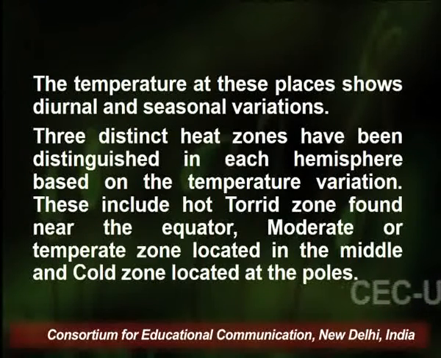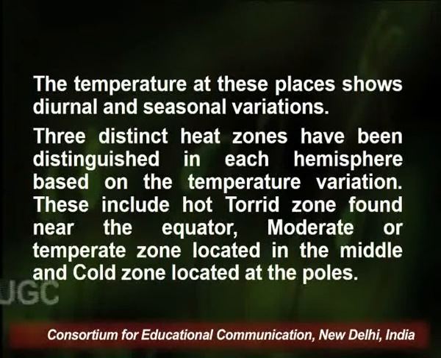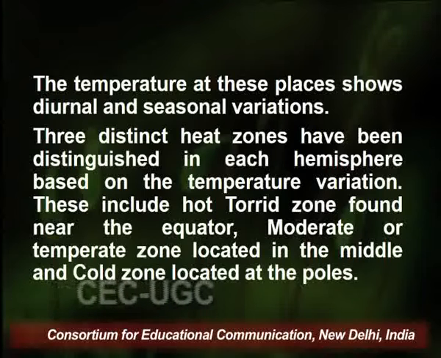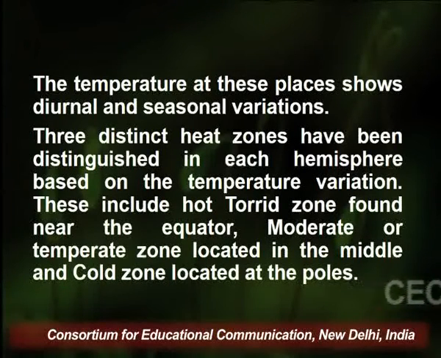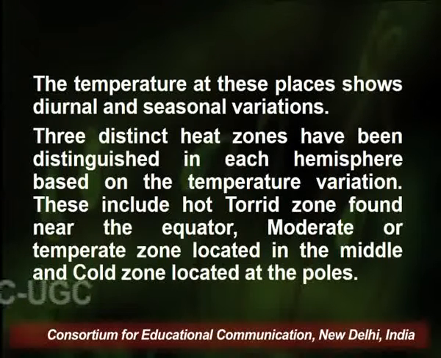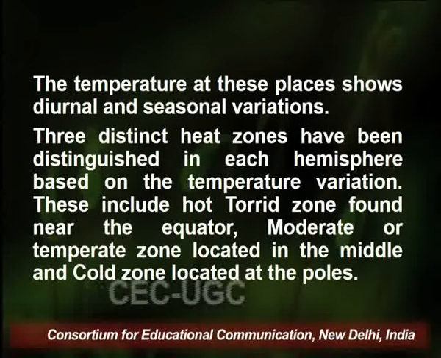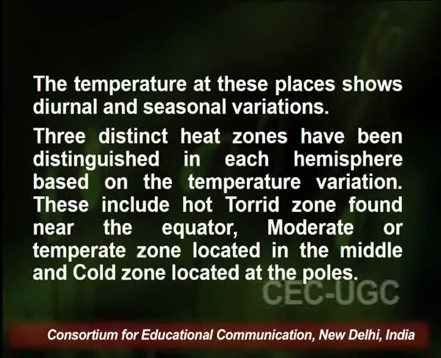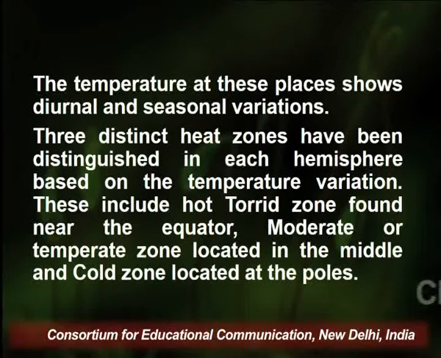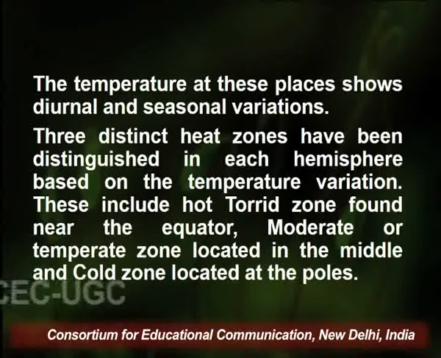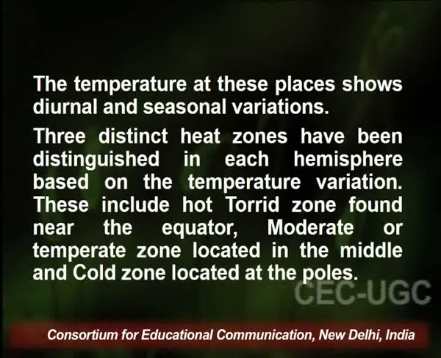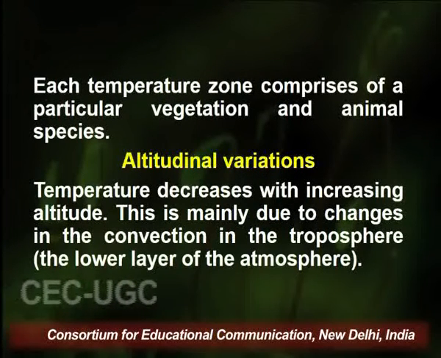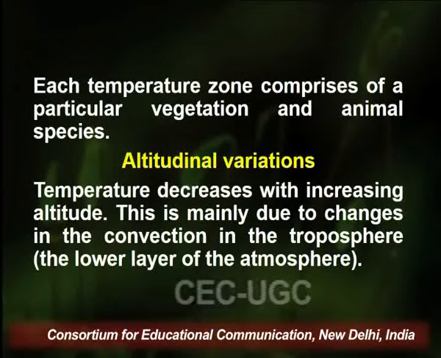Now, the temperature at these places shows diurnal and seasonal variations. There are three distinct heat zones which have been distinguished in each hemisphere based on temperature variations. These include the torrid zone, which is found near the equator, the moderate or temperate zones, which are located in the middle latitudes, and the cold zone, which is located at the poles. I will discuss these regions shortly in detail. Each temperature zone comprises particular vegetation and animal species.